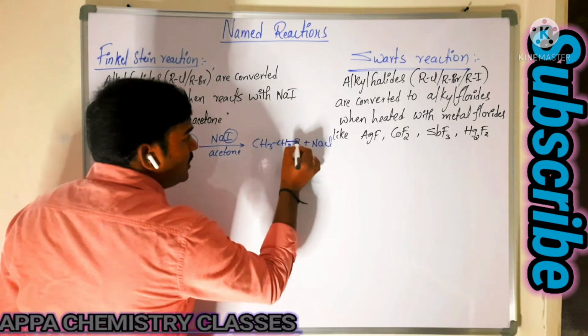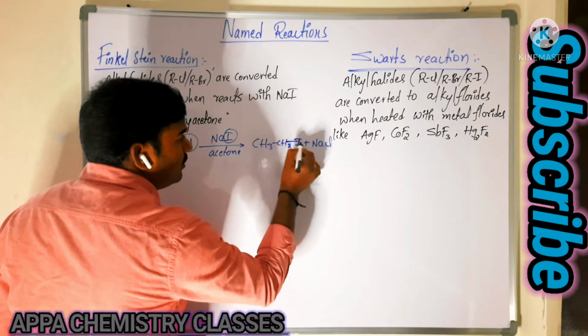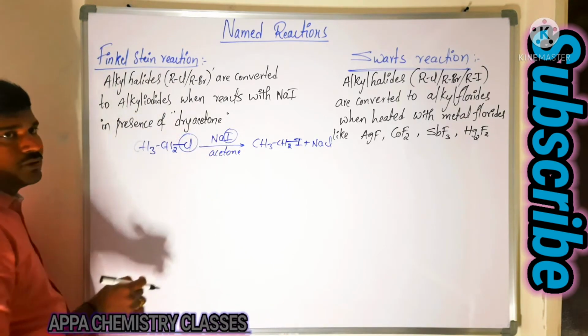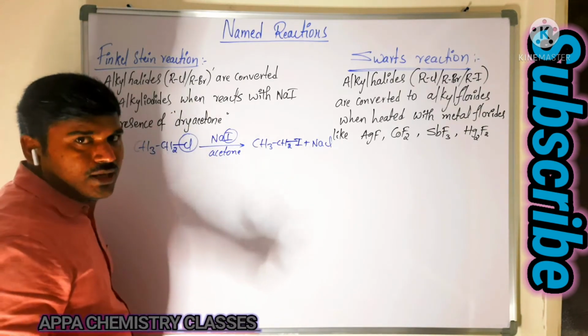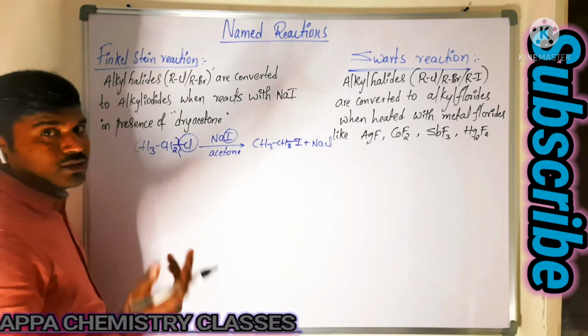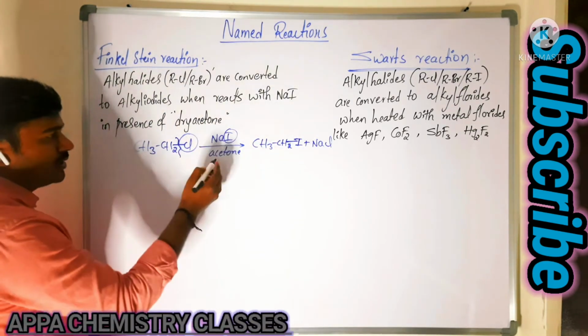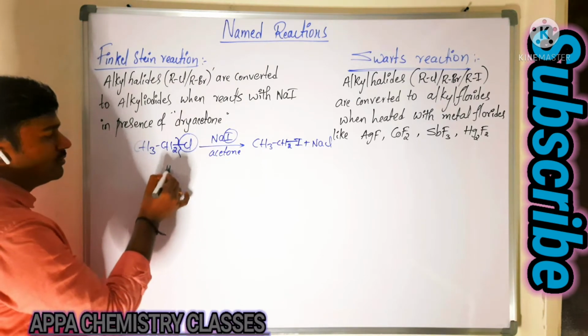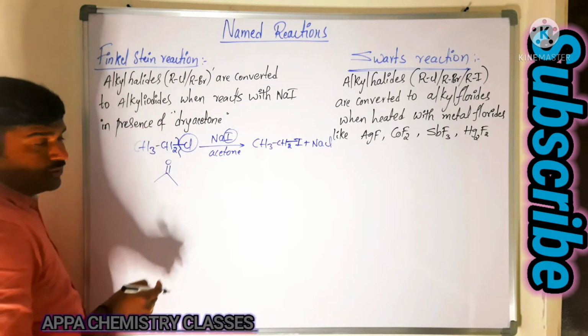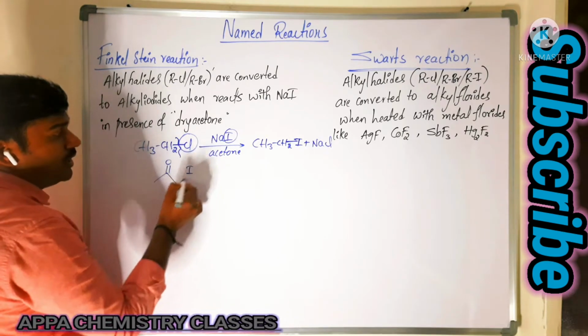Now compare the bond strength between this carbon and this iodine, and this carbon and this chlorine. This bond is the stronger bond. This bond is the weaker bond. Is it or not? So here a strong bond is breaking and a weak bond is forming. How is it possible? Now you see here acetone. Whenever this acetone reacts with this iodide ion, now this iodide ion is there, no?